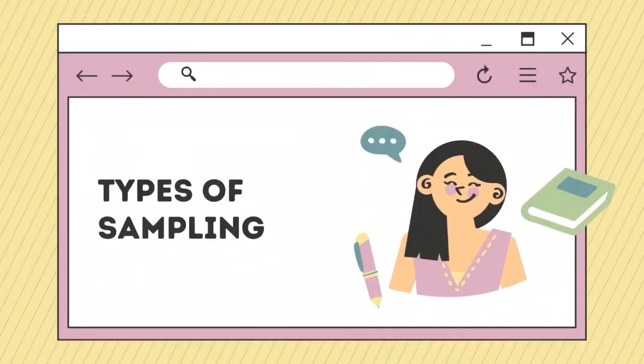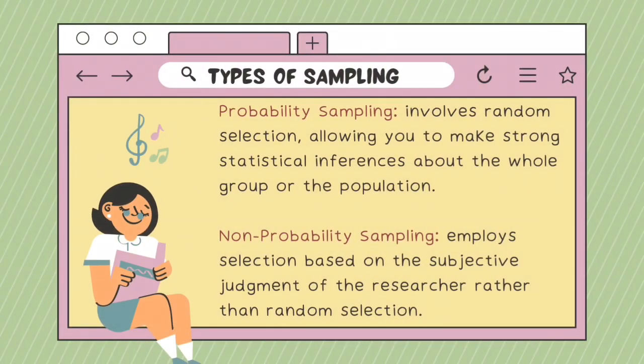Types of sampling methods. Probability sampling. This involves random selection, allowing you to make strong statistical inferences about the whole group or the population. This type of sampling is used in quantitative research because each member of the population has a chance of being part of a research study. This means that characteristics are not the basis for selecting the sample.